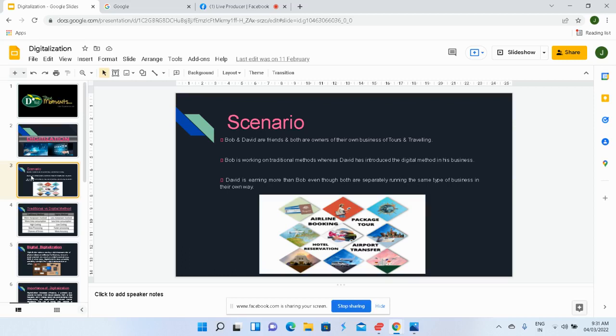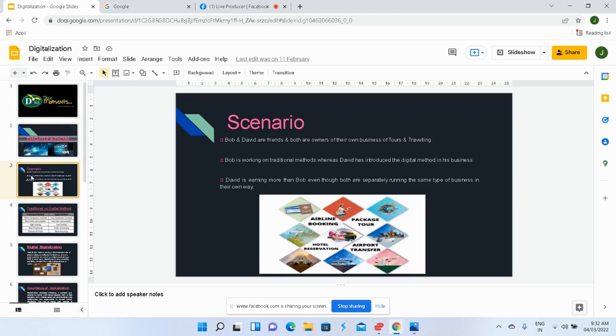But Bob is just struggling to get that business because he's doing it in a traditional way. He's doing all the paperwork, a very time consuming thing, where he's just struggling to do that and keep the customers happy. So the customer is not ready to wait that much time to get his services done.